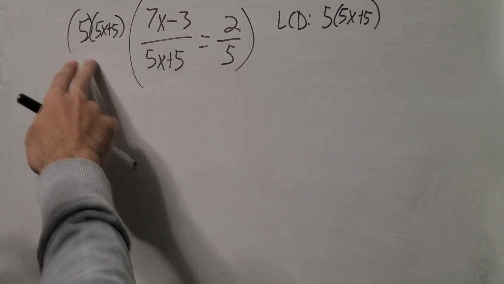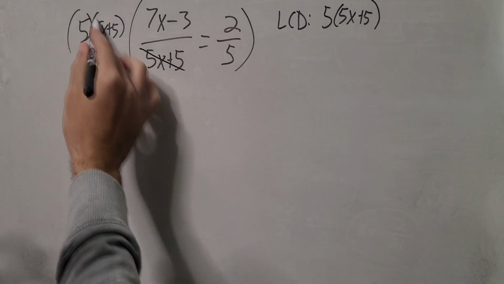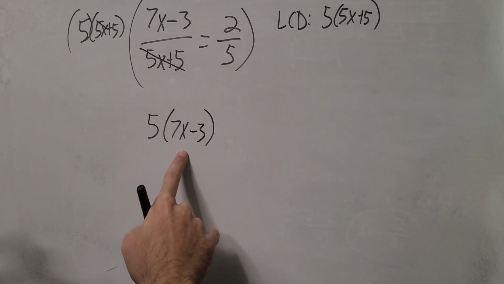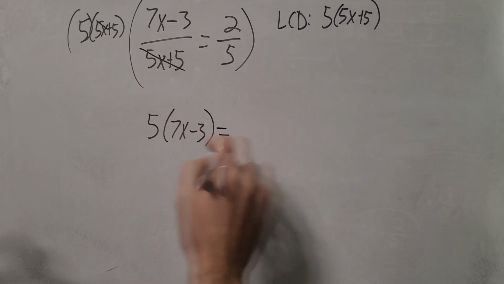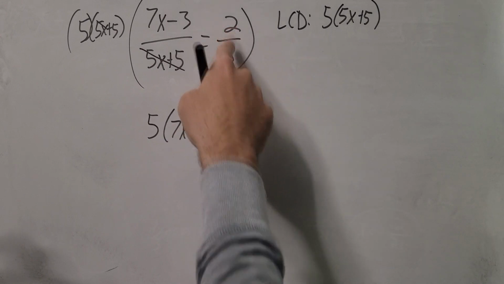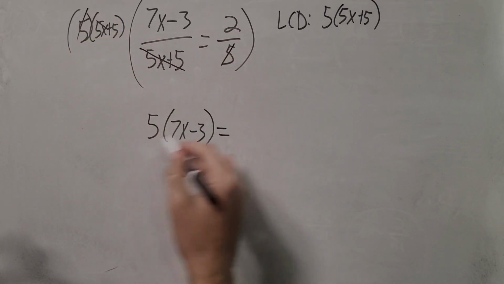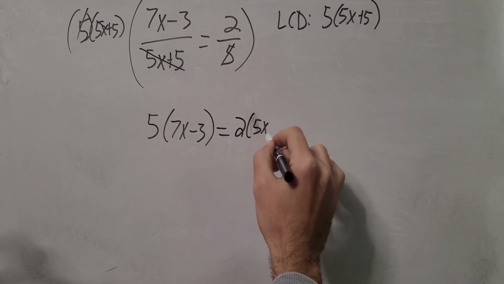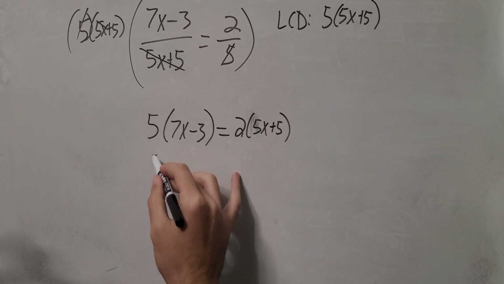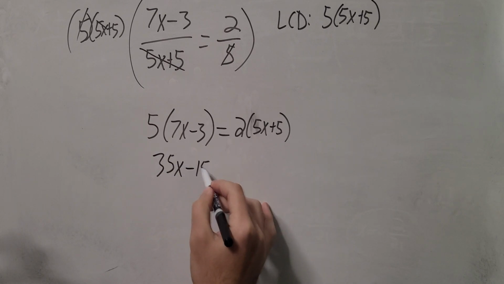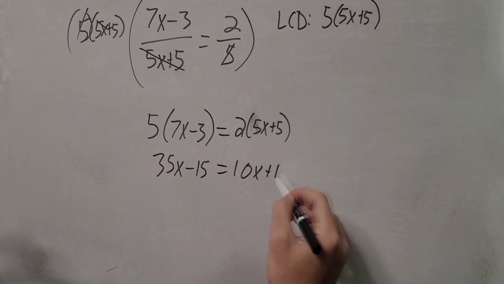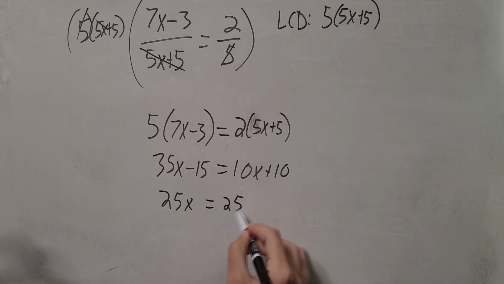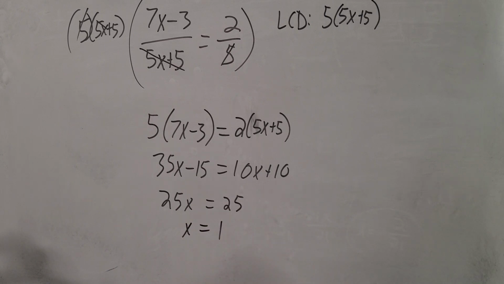all right, when we apply that in the first fraction, the 5x plus 5's cancel, so that gives me 5 times 7x minus 3. Okay, so that first fraction simplifies to just this expression right here. The second fraction, the 5's cancel, so then we have 2 times 5x plus 5. Continuing on, we distribute, combine like terms. You get x equals 1.